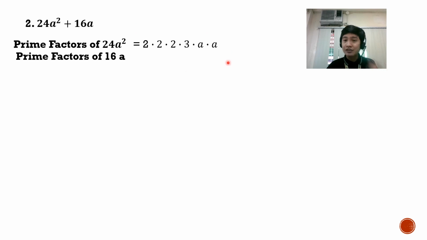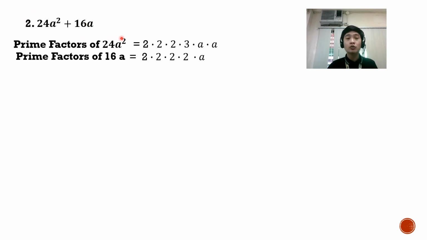Yun din ang prosesong susundin natin sa pagkuha ng prime factors sa 16a. So, we have here 2 times 2 times 2 times 2. So, lahat po yan ay prime numbers. O, prime numbers si 2. Pag binultiply mo yan, 16 ang lalabas. Times a.